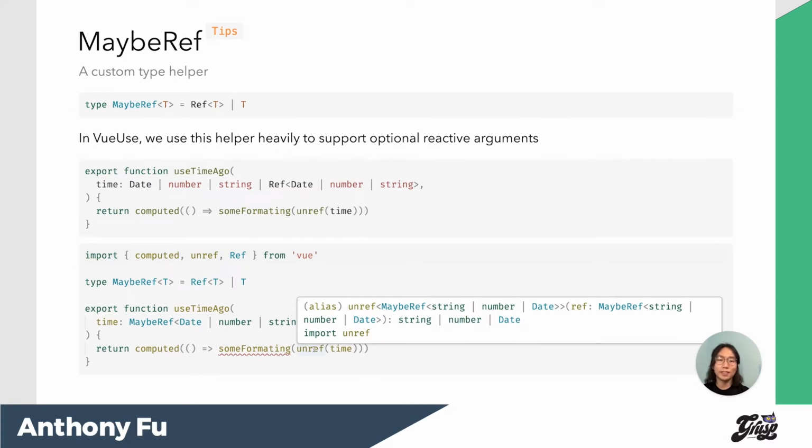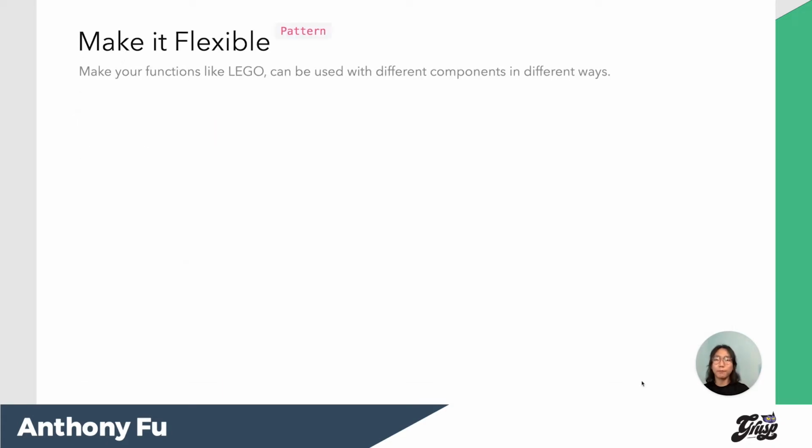A cool point is that it works great with unref. It can infer correct types for MaybeRef. You can think of your functions like Lego. They should have many different ways of composing them for different needs.